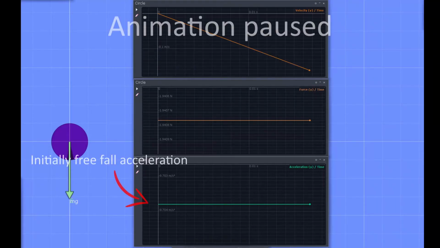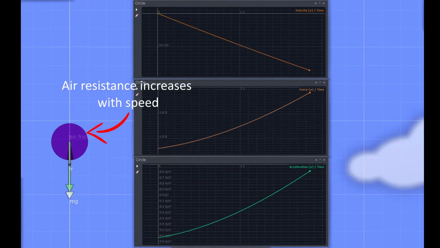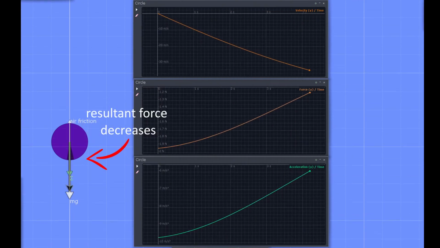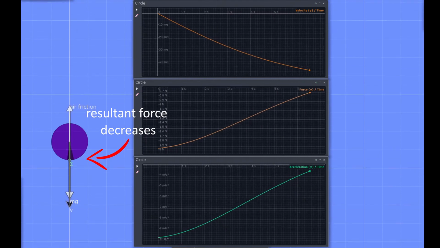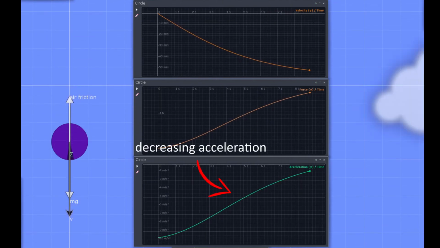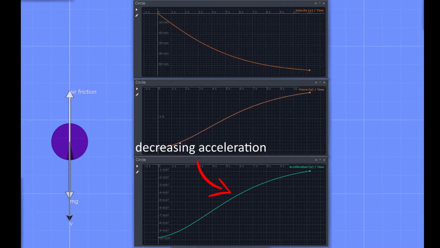Let's watch it again. Initially, the ball is not moving, so it does not experience air resistance. The only force acting on the ball is its weight, so the ball initially falls with free fall acceleration. As the speed of the ball increases, the air resistance acting on it also increases. Since the weight of the ball remains constant, this results in decreasing resultant force and, according to Newton's second law, decreasing acceleration. The ball still accelerates downward, but its speed increases at a decreasing rate.